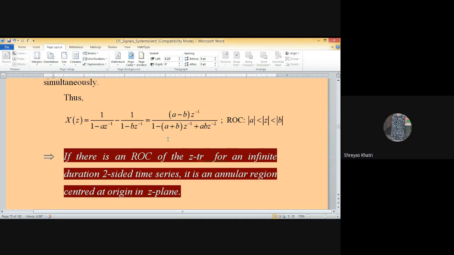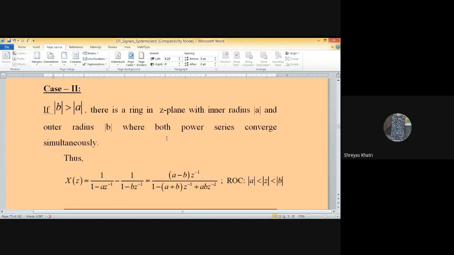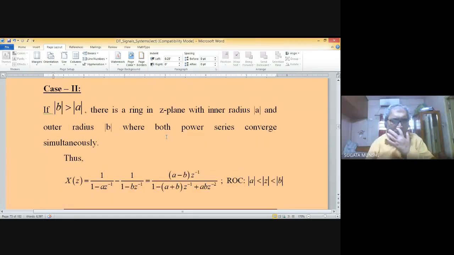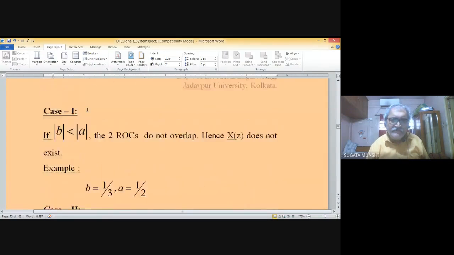Sir, could you go up once more? I got disconnected for a while, so I could not write down that part. Which part? The case 2 part. I just missed out a bit. Oh, if magnitude of B is greater than magnitude of A.